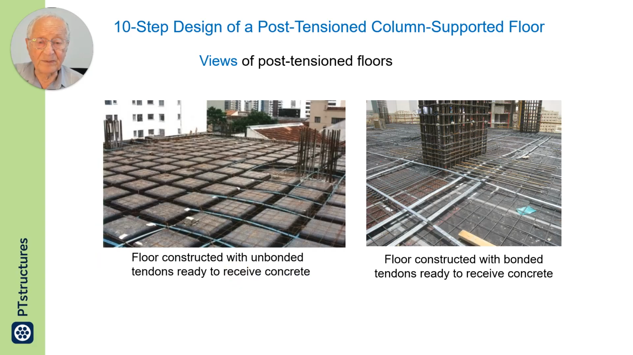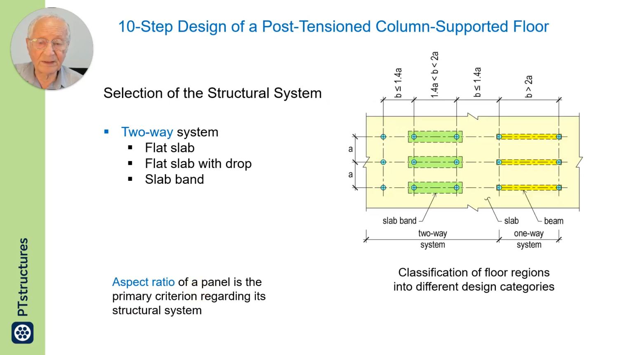Here I have a view of two post-tension flat slab constructions. The one on the left uses a waffle slab construction. The one on the right uses a bonded system. The one on the left is unbonded. The one on the right is bonded. Your step number one is selection of the structural system. And I have this diagram on the right which explains the options for selection of the system.